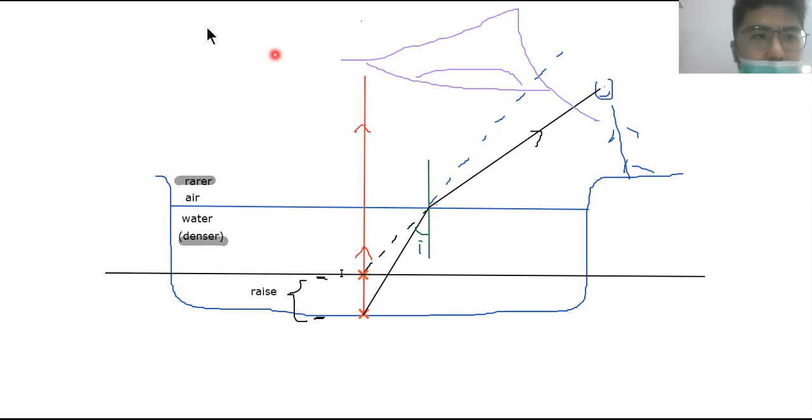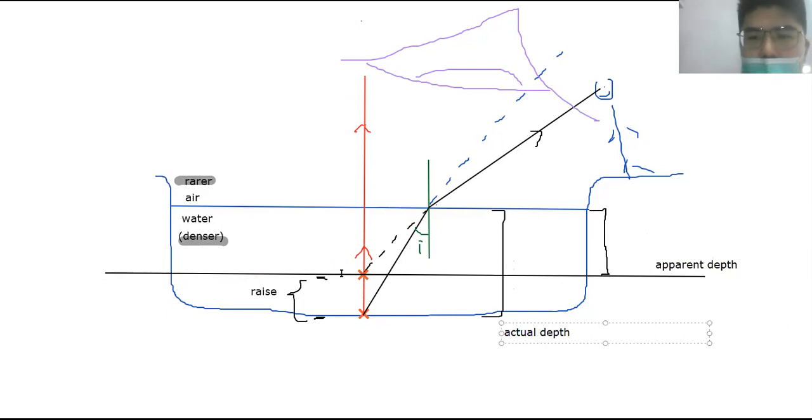This we call the apparent depth, from the surface to this black line. From the surface until the bottom is the actual depth. Apparent depth is what appears to your eye, and the real depth is the actual depth. So if you're looking into the water at a coin or anything, it will still appear raised because of the bending of light, because of the refraction.